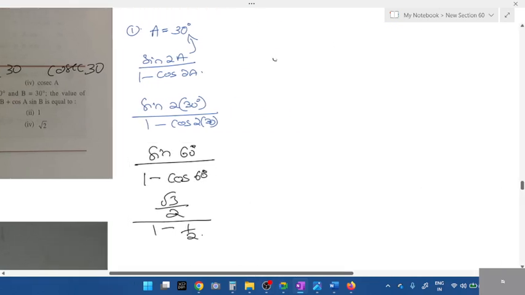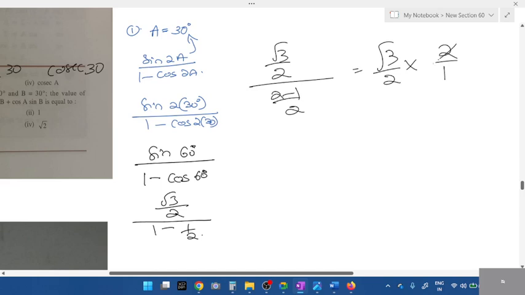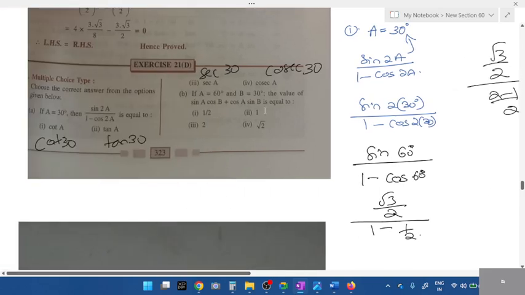Okay, let me solve this. Root 3 divided by 2. When you take LCM, what do we get, students? Root 3 divided by 2 into 2 by 1. What's the answer we'll get? Root 3. Yeah, root 3. Which one of these four options gives root 3, students? Cot 30, tan 30, sec 30 or cosec 30? Which is root 3?